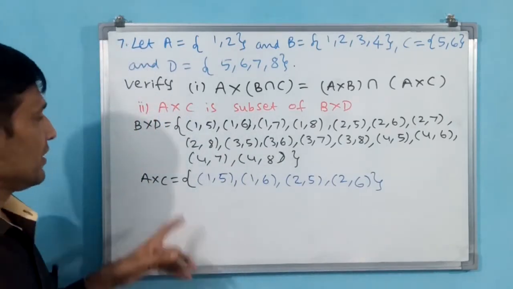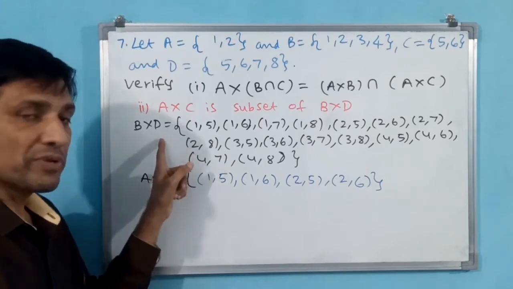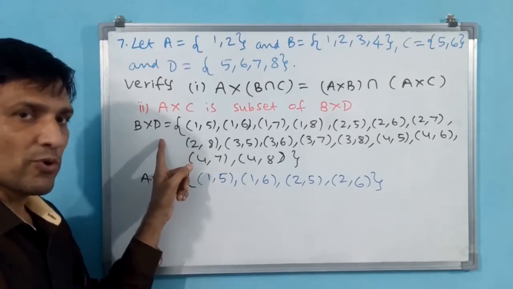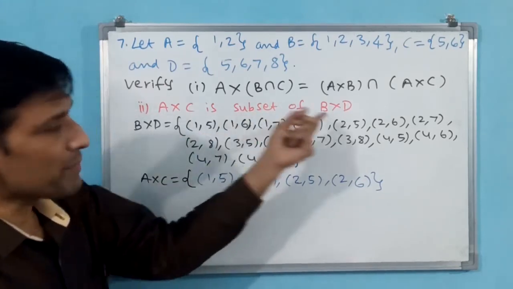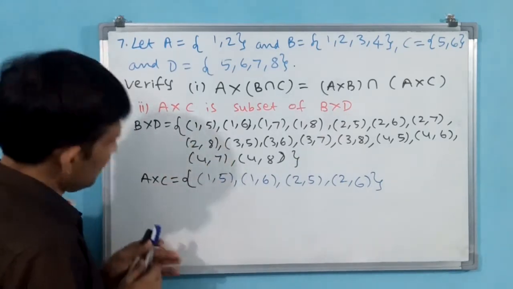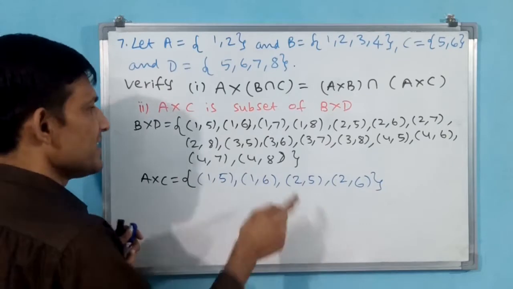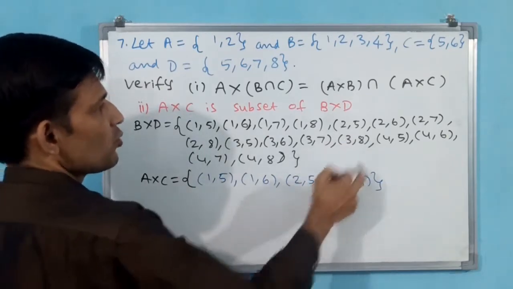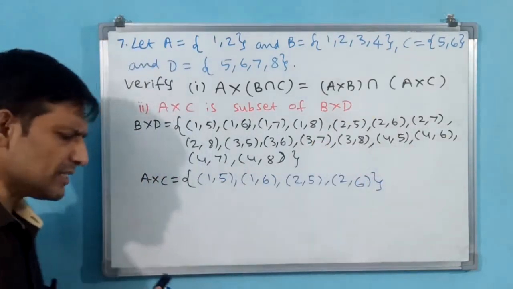Now see if A cross C is a subset of B cross D or not. To know the lesser elements, compare the higher elements. The lesser elements are this one. 1 5 is there, yes. 1 6 is there, yes. 2 5 is there, yes. 2 6 is there, yes. Then it is a subset, that's all.